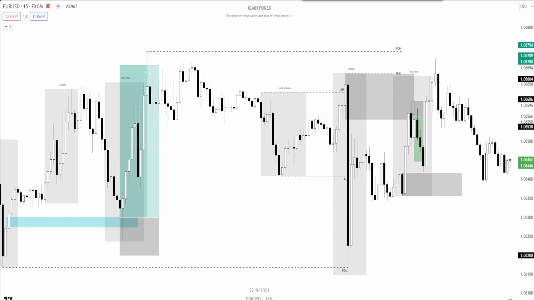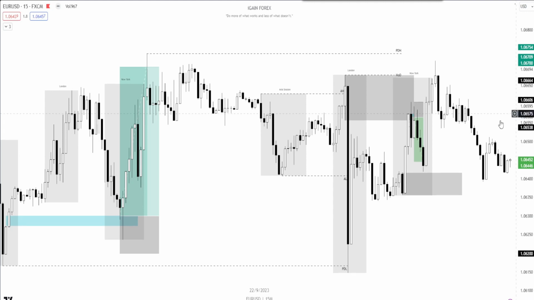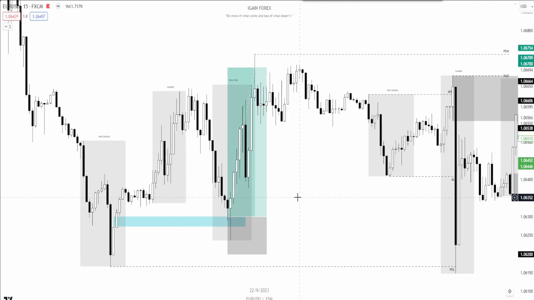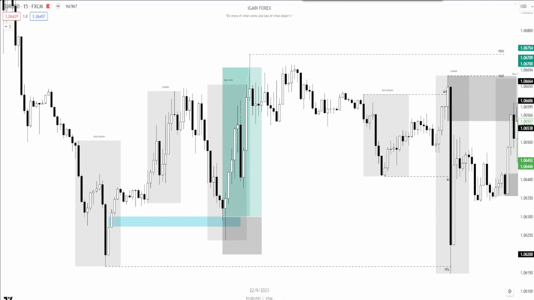Okay, so how do I get my position sizing? Let me show you how I get it. Let's just say, for example, this trade here. Let me show you my journal or dashboard that I am using.